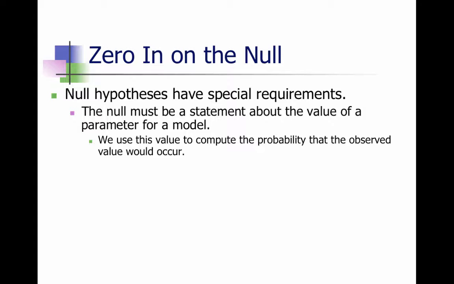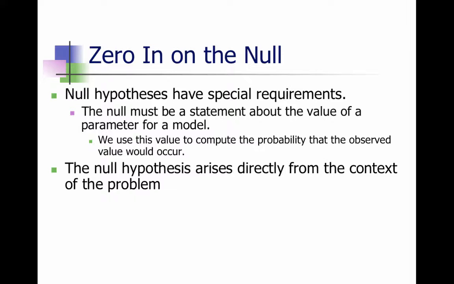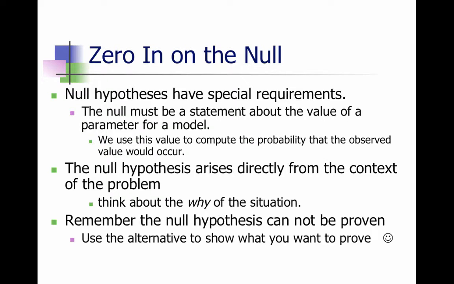This probability is our p-value, which is the probability that our sample proportion would occur based on our null hypothesis being true. The null hypothesis arises directly from the context of the problem. We want to think about the why of the situation. And it's also important to remember that the null hypothesis cannot be proven.